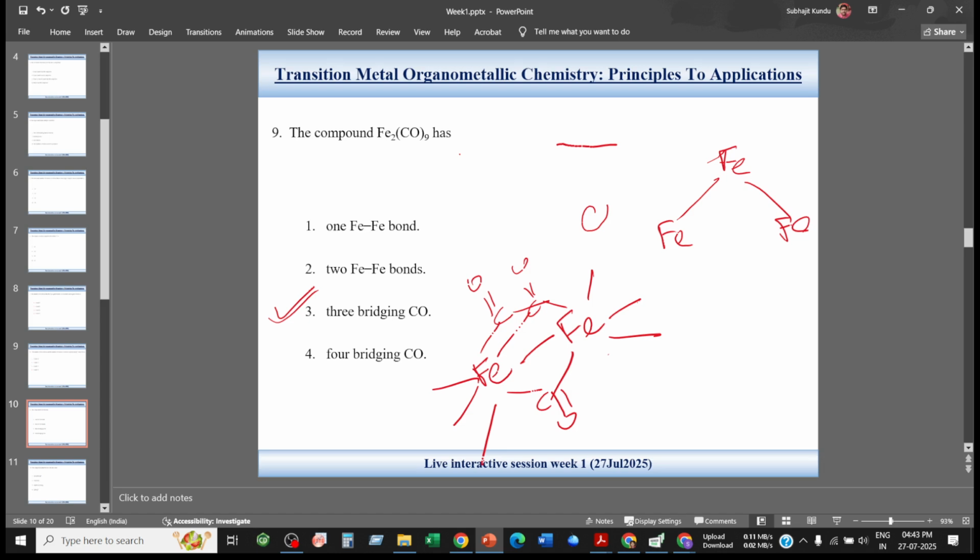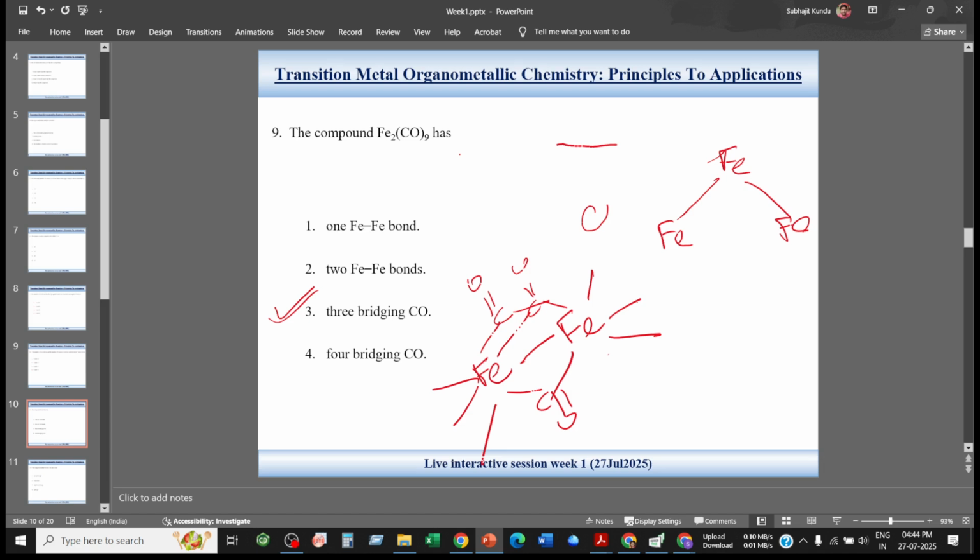The only thing you can remember is that when you go down the group, iron, ruthenium, osmium, the atomic size increases. So when going down the group from iron to ruthenium to osmium, the formation of bridging carbonyls becomes very less.